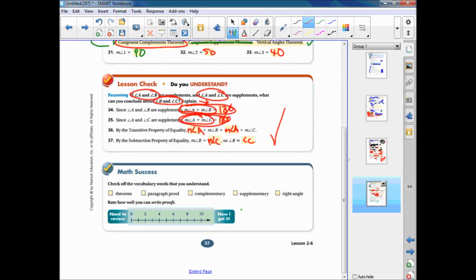Okay? All right, check off the vocabulary words that you understand. So hopefully you've got theorem down, a paragraph proof, which is just taking a two-column proof and writing it together, each line of the two-column proof as a sentence. Complementary, supplementary, and right angle. Those you should really have down.